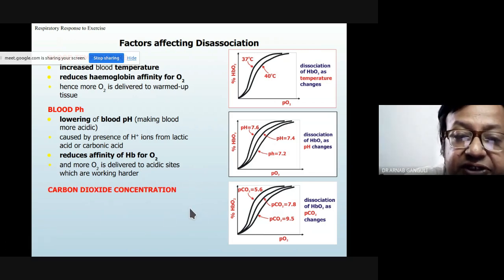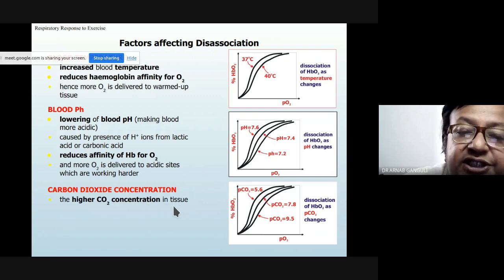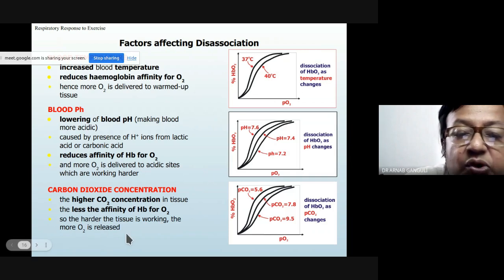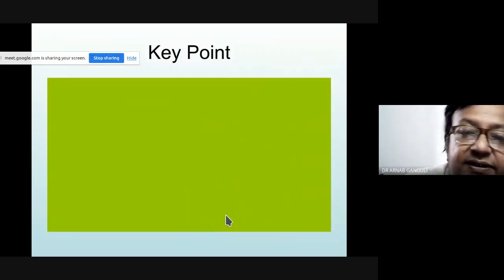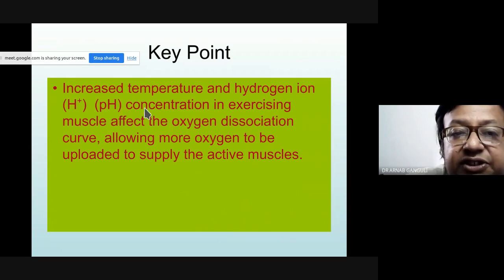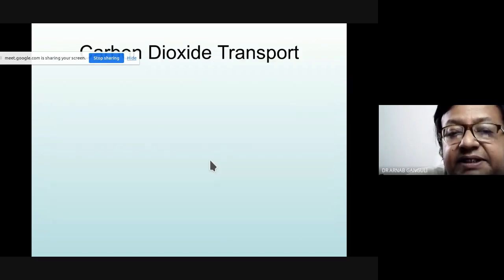Carbon dioxide concentration: higher CO2 concentration in tissues, the less the affinity of Hb for O2. So the harder the tissue is working, the more O2 is released. So the key point is increased temperature and hydrogen ion concentration in exercising muscles affect the oxygen dissociation curve, allowing more oxygen to be unloaded to supply the active muscles.